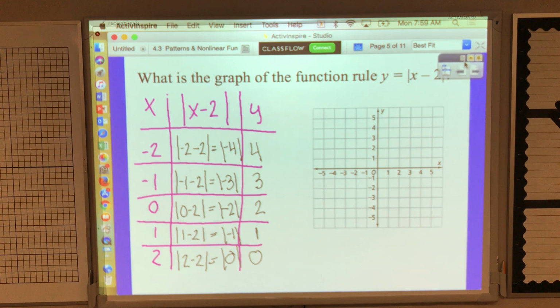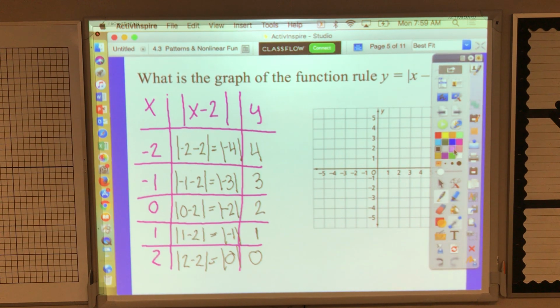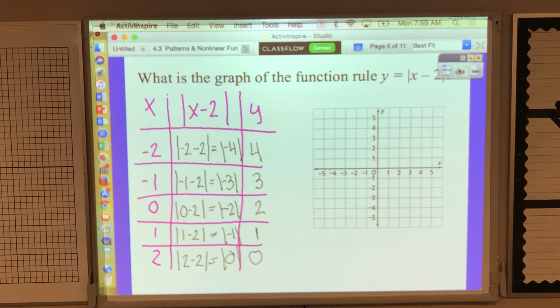So I have my ordered pairs to graph. The last step is to plot them on my coordinate plane. My first ordered pair is negative 2, 4. So at negative 2, I'm up at 4. At negative 1, I'm up at 3. At 0, I'm at 2. At 1, I'm at 1. And at 2, I'm at 0.